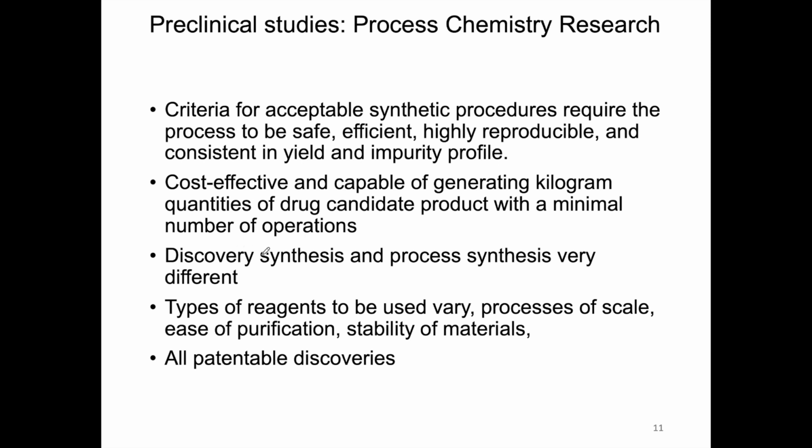The yields and the impurity profiles have to be high yields and minimal impurities. Just to note that how you make something initially for the drug discovery process and how it is made when it's a much more valuable commodity are very different. When you're making hundreds of thousands of compounds, the most important thing is to make it. But when you're only making one or two, then you need to make it very efficiently. The types of chemical reagents that you can use will vary depending on the scale of the reaction, how you're going to purify the material, and the stability of the materials you're going to use. How you go about all of this can be patented, and that can extend your patent lifetime and exclusivity for a particular drug.